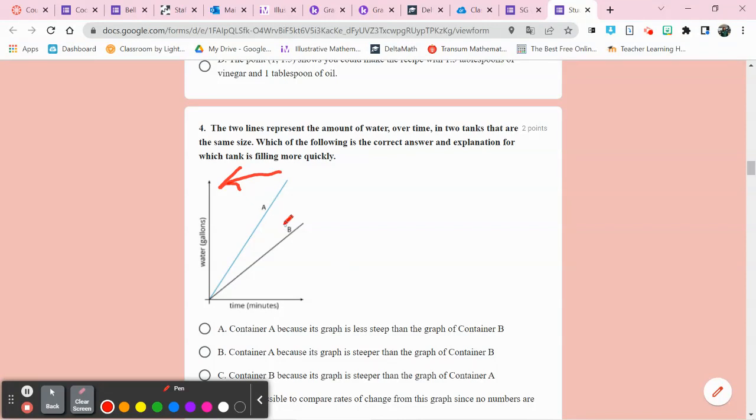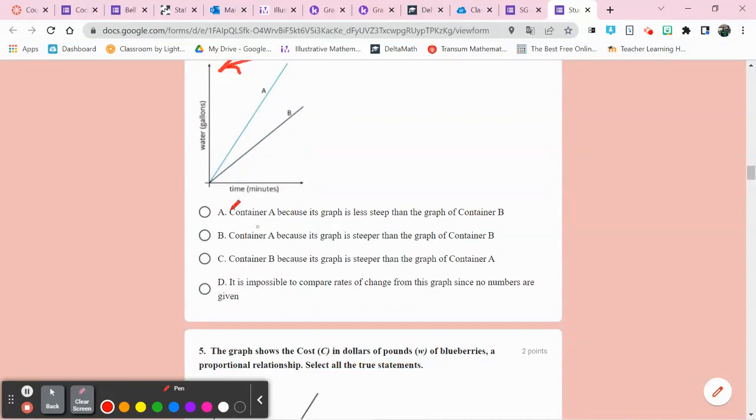So let's go look at the answers. A, container A, because its graph is less steep than container B. All right. B, container A, because its graph is steeper than the graph of container B. There is the correct answer, B. Container A is filling faster because its graph is steeper than the graph of container B. Steeper means closer to straight up and down. That's what the word steep means. All right. Let's move on to question 5.